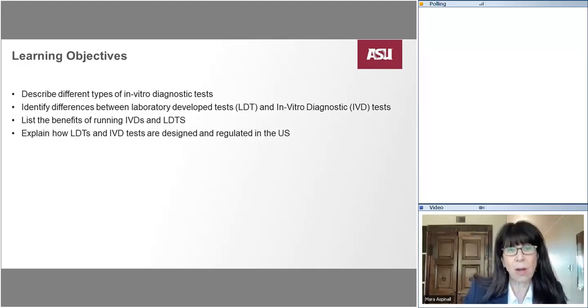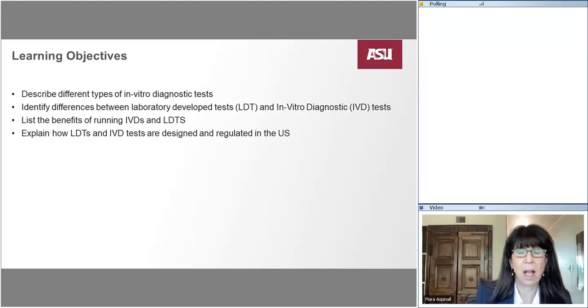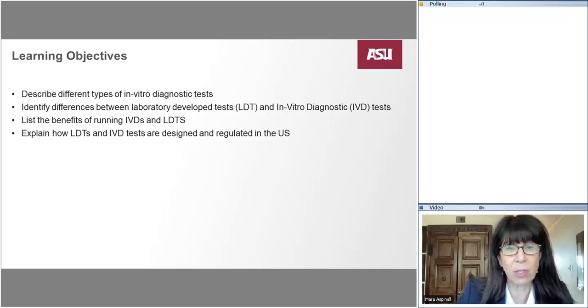So let me start with saying we've got 4 learning objectives. Number 1, describing the different types of tests that exist today. Number 2, the differences between those LDTs and IVDs. Number 3, listing the benefits of running an IVD and an LDT, and explaining how these 2 different types of tests are designed and regulated in the U.S. I hope that you're pleased with this. We're going to talk about all of that. Those are the core learning objectives.